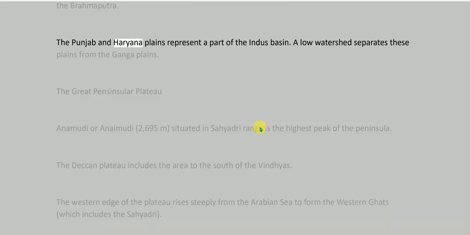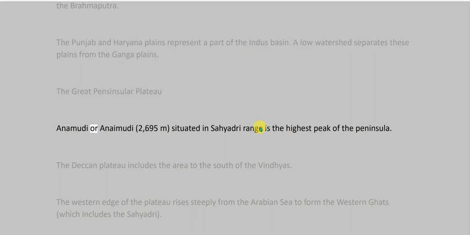The Punjab and Haryana plains represent a part of the Indus basin. A low watershed separates these plains from the Ganga plains. The Great Peninsular Plateau. Anaimudi, 2,695 m, situated in the Sahyadri range, is the highest peak of the peninsula.